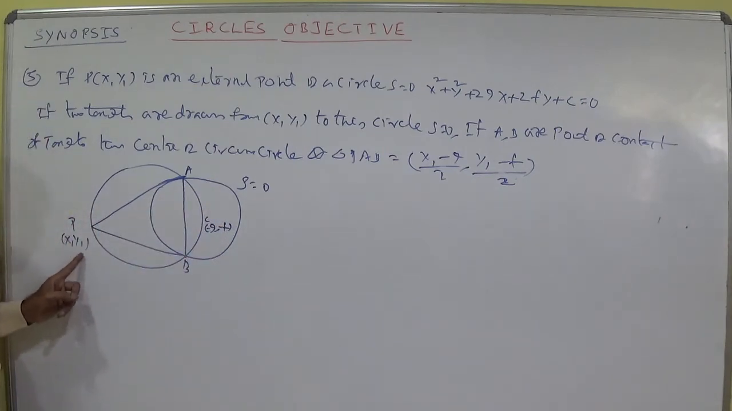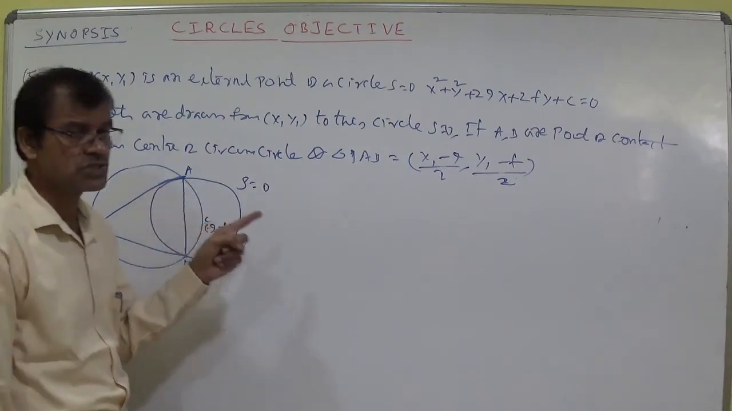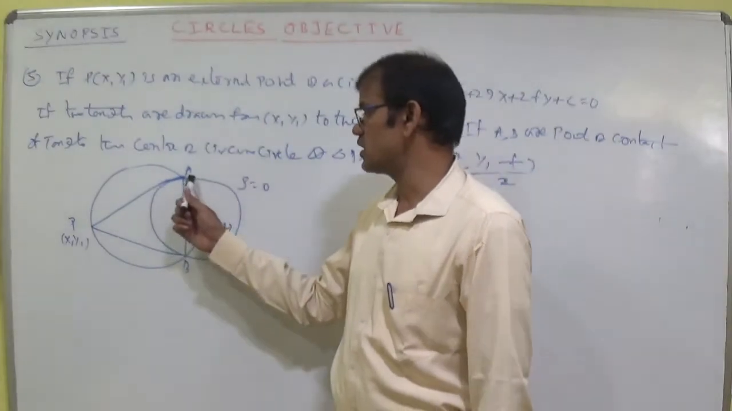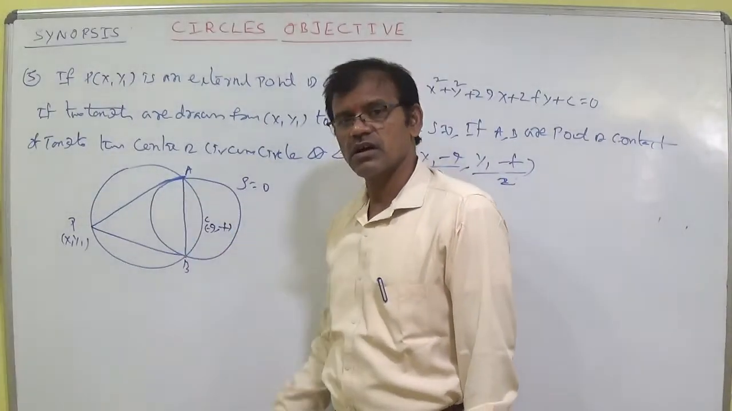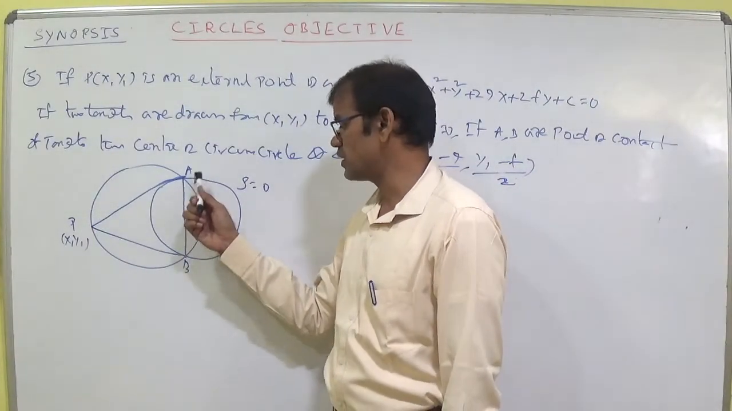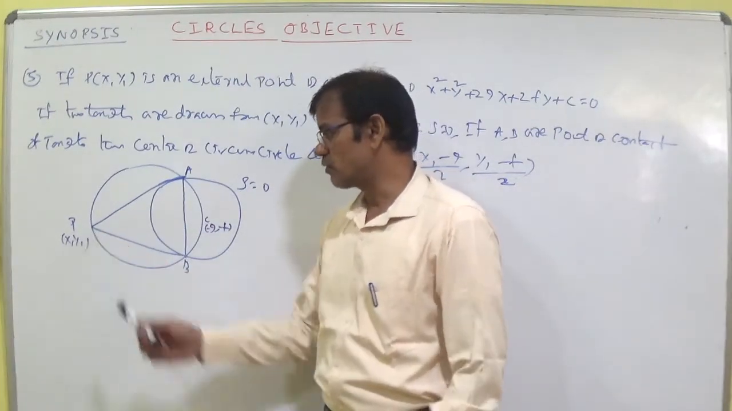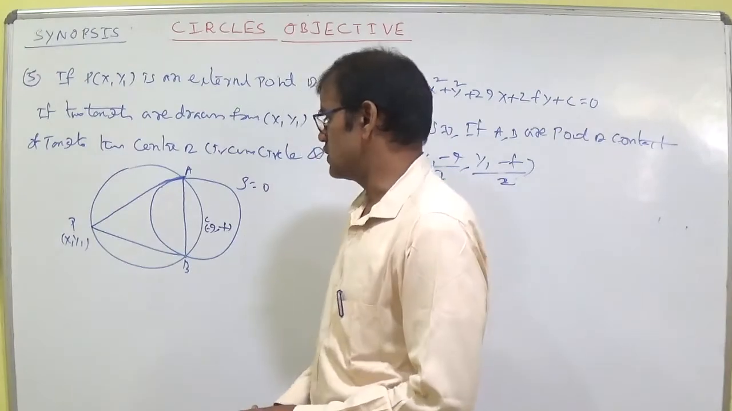From this external point we have drawn two tangents to the circle S equal to 0. If the tangents meet the circle at A and B, then AB is the chord of contact. Here A is called a point of contact and B is called a point of contact of the tangents drawn from (x1, y1).